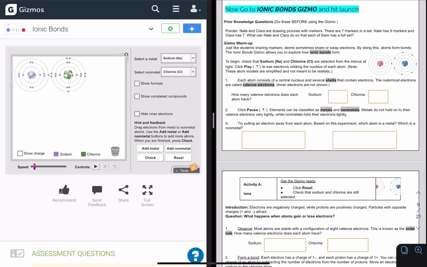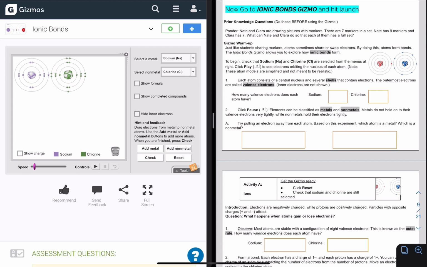And it says, ponder. Nate and Clara are drawing pictures with markers. There are 7 markers in a set. Nate has 9 markers and Clara has 7. What can Nate and Clara do so that each of them has a full set? So you're going to write down in that space what you think they can do. And then we're going to move into the gizmo warm-up.